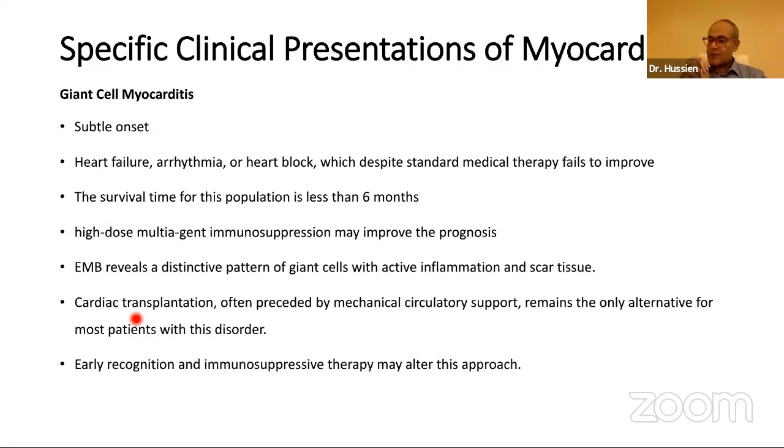The first question was, based on the European and other definitions, it's mostly a pathological diagnosis.